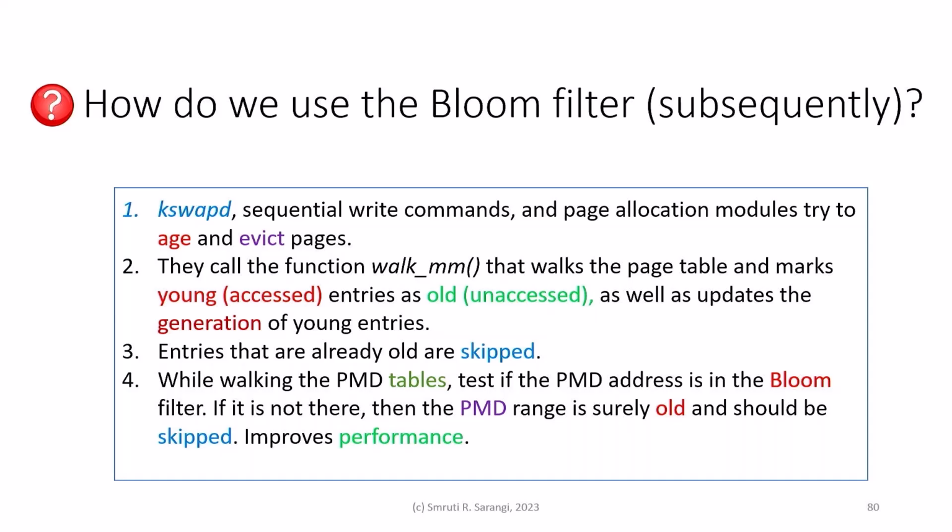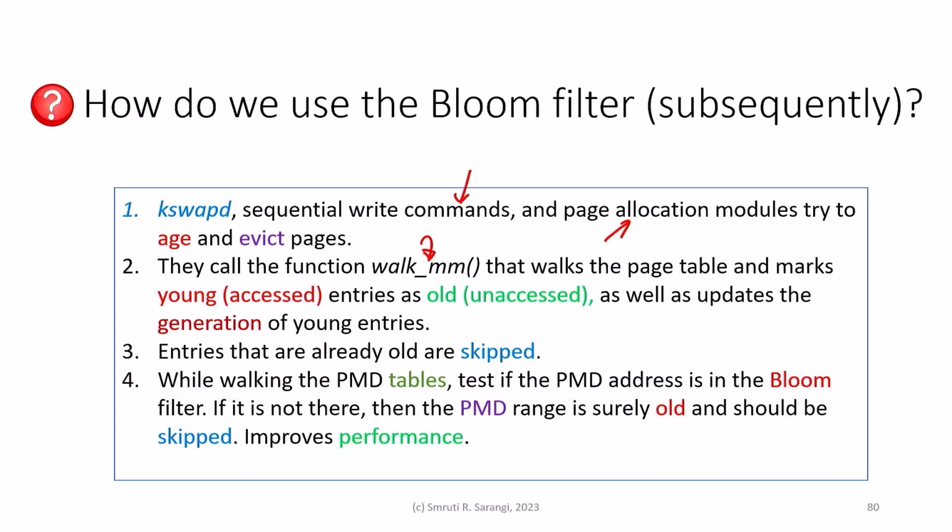So kswapd is that periodic kernel daemon that runs and tries to age pages. Sometimes write commands do it, and page allocation modules. All of them will try to age and evict pages. They will call the function walk, meaning walk the memory map, and it will do the same, updating generation, converting accessed to unaccessed. Old entries are obviously skipped because we have nothing to do with entries that are old. All our processing is on entries that are young.